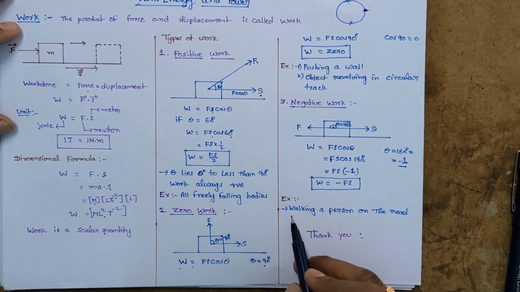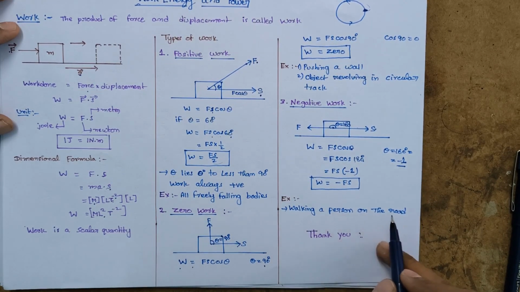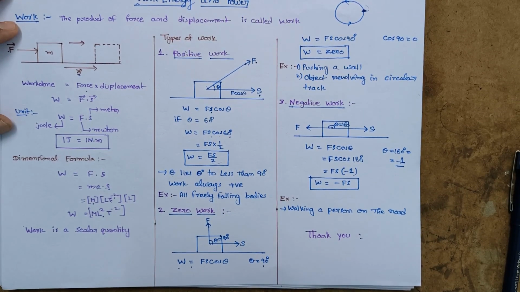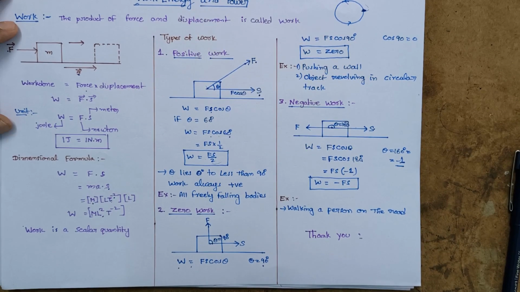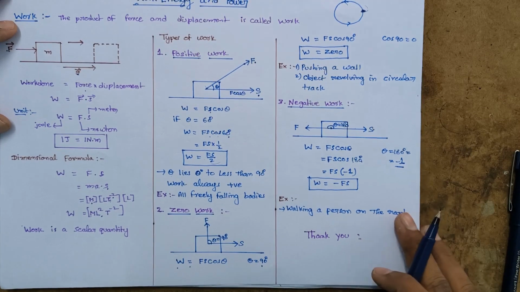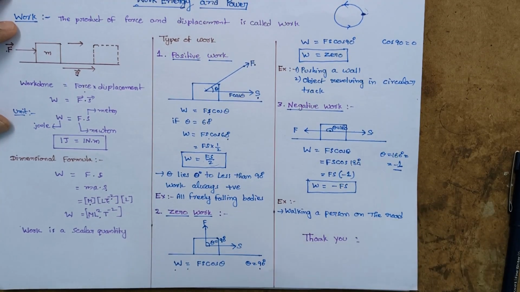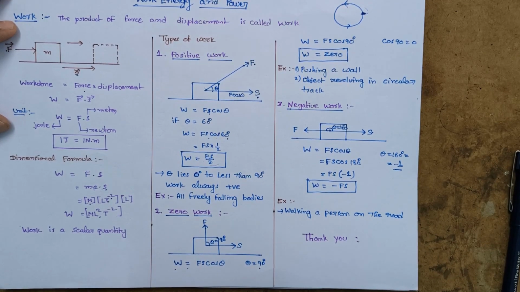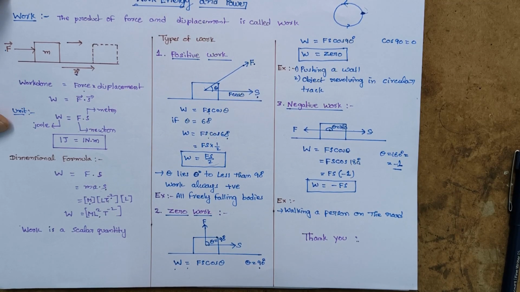The best example is a person walking on the road. Whenever a person walks on the road, he applies some force on the road in the backward direction, and at the same time he moves in the forward direction. That means the displacement is forward and the applied force is backward. So the angle between force and displacement is 180 degrees, and the work is negative.